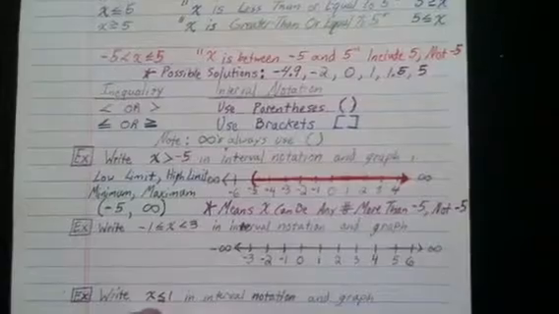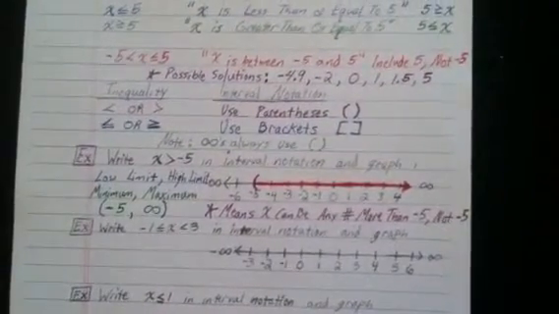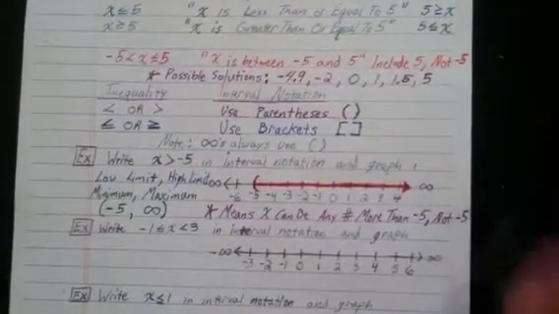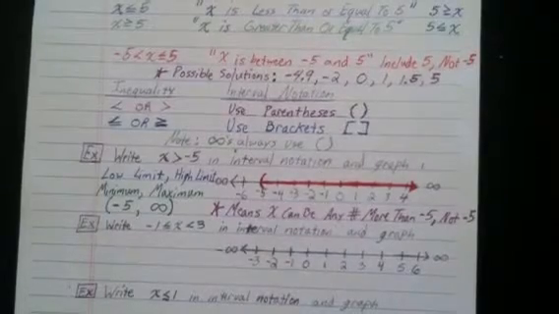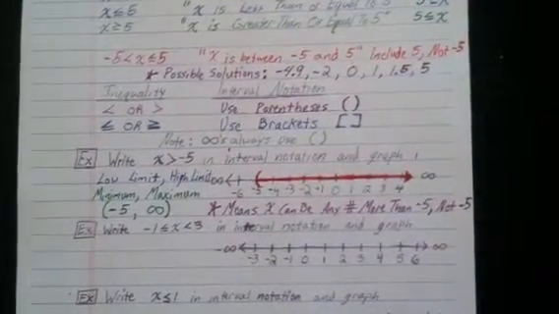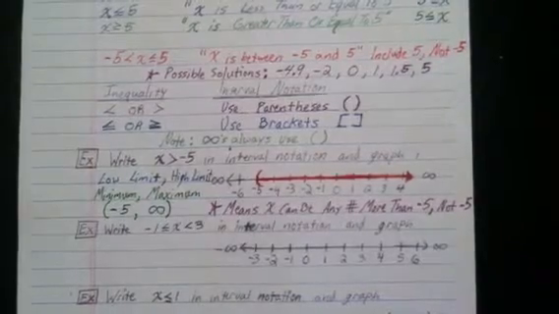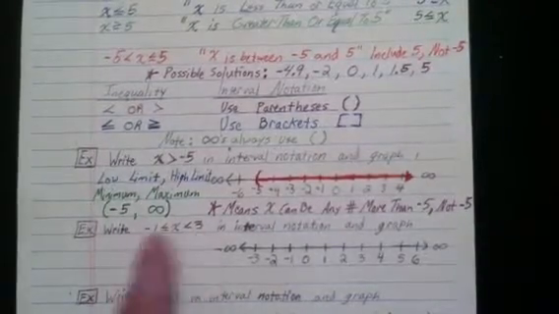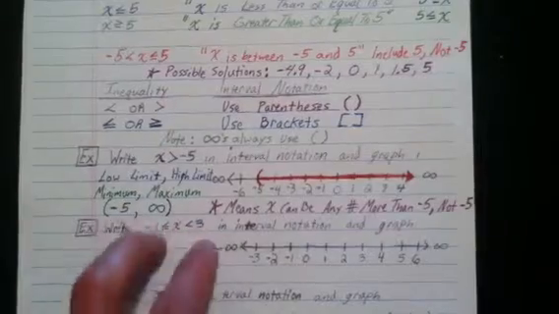So x can be any number more than -5, but not actually equaling -5. So now we're going to try to do the same thing with the next few examples. The next example is a little bit different. It's not a single inequality. It's kind of a bounded inequality. It's got numbers on both sides.